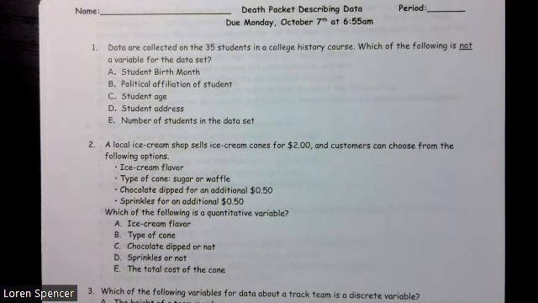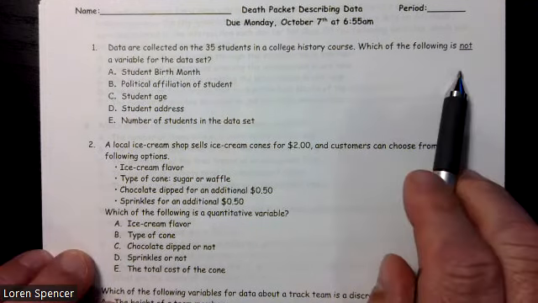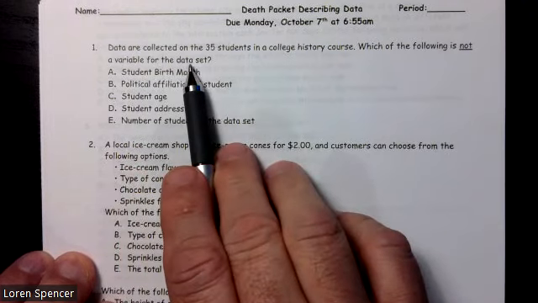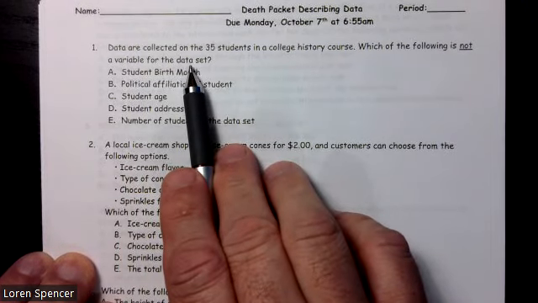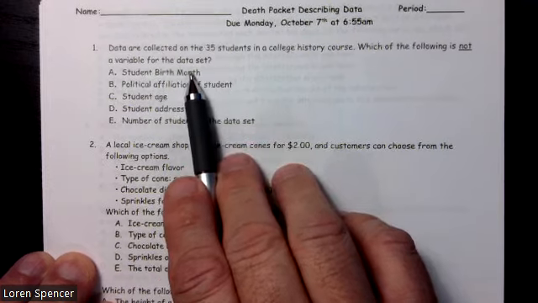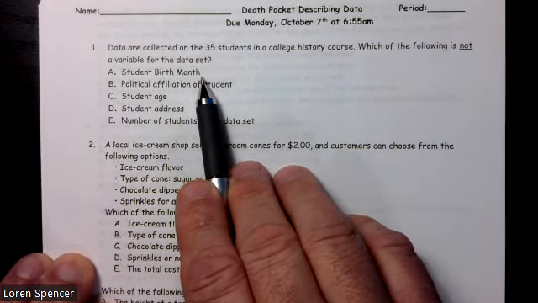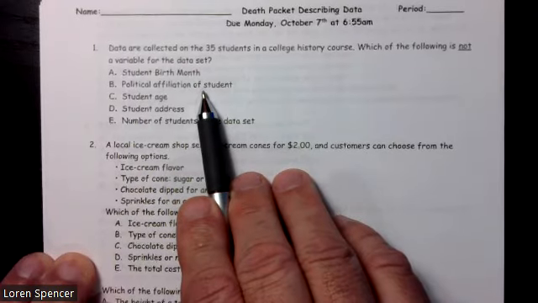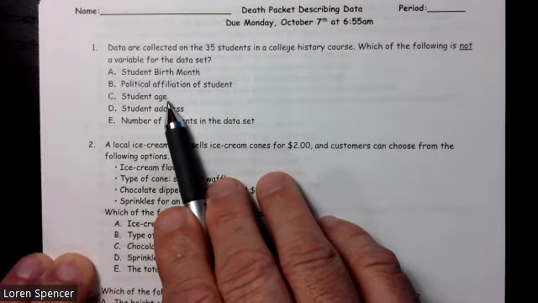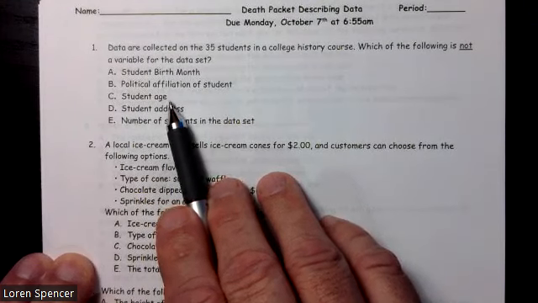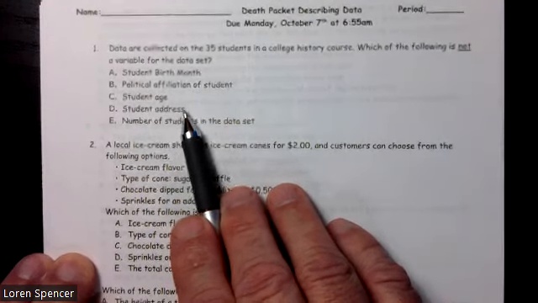Data are collected on the 35 students in a college history course. Which of the following is not a variable for the data set? So a variable is something that can vary. In here, we have student birth month, and obviously that can change depending on which student. Each student will have a different one. Political affiliation, that can change. Student age, that's going to vary by student. Each student will have a different one. Student address, then that will vary.